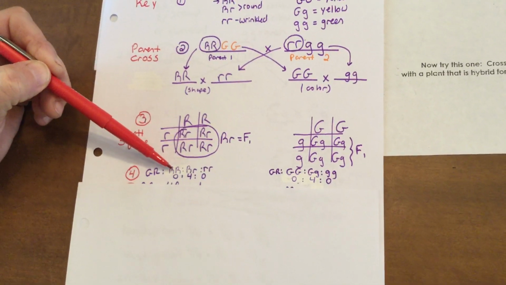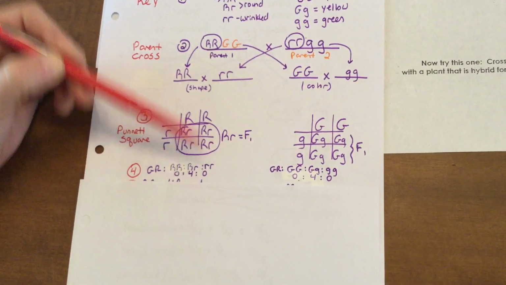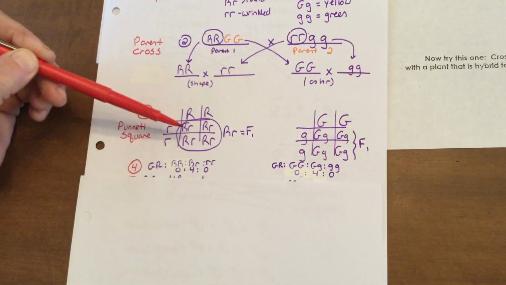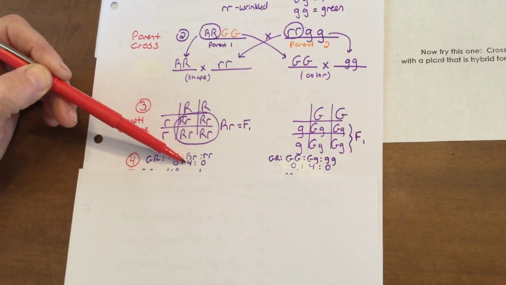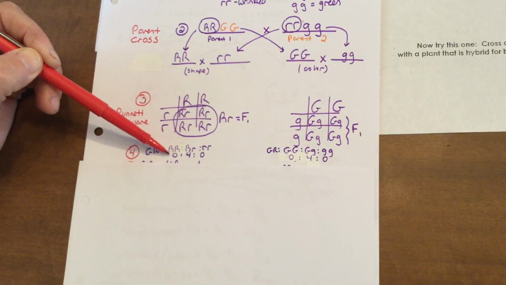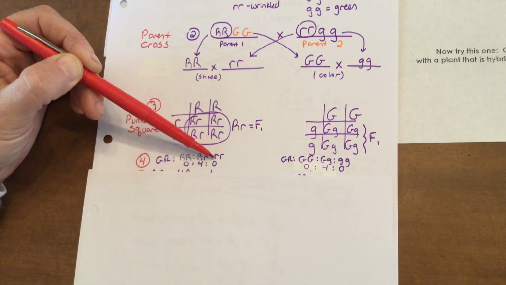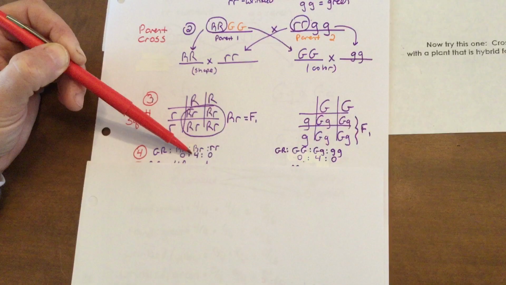So it could be either big R, little r. That's what we have in our key. Go back and count them up. I just said all 4 of them are going to be big R, little r. So I have 0 that are big R, big R. I have 0 that are little r, little r, and all 4 are big R, little r.